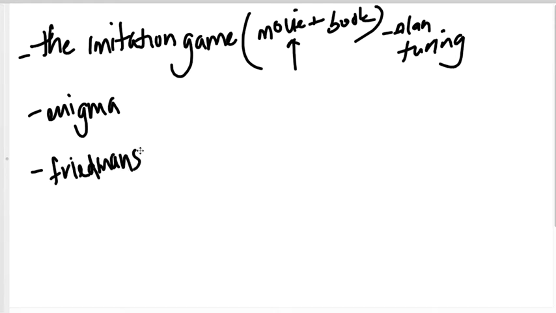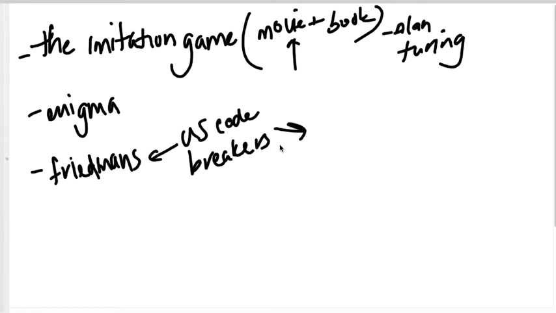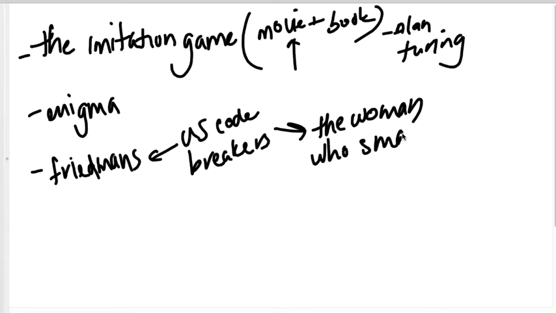If you look up the Friedmans as well, they're U.S. codebreakers, husband and wife. They were sort of the founders of this field of cryptanalysis. They were at the very forefront of cryptanalysis. It's super interesting. There's a book called, I think, The Woman Who Smashed Codes, or something like that. It's something akin to that, but it's pretty cool.